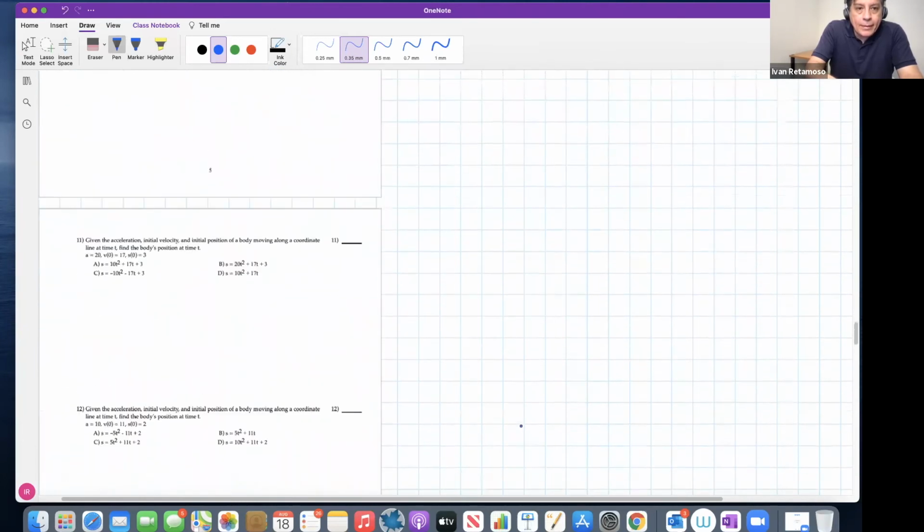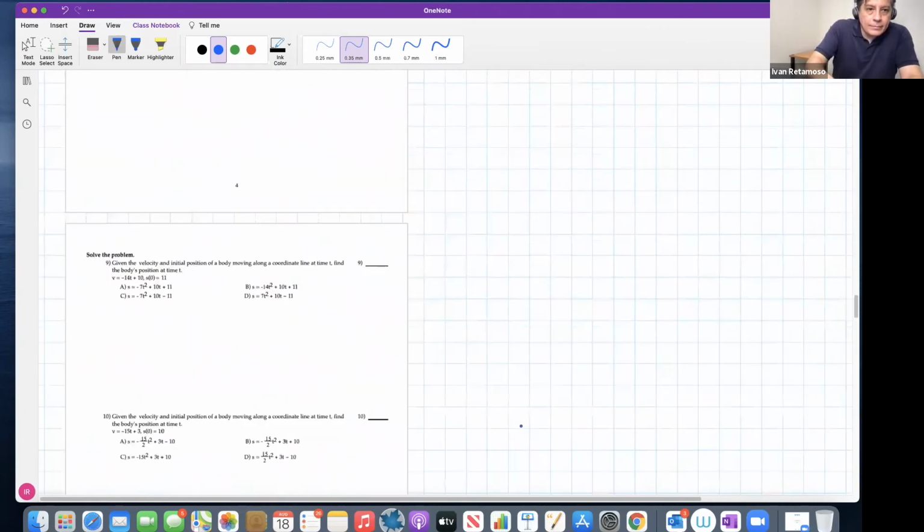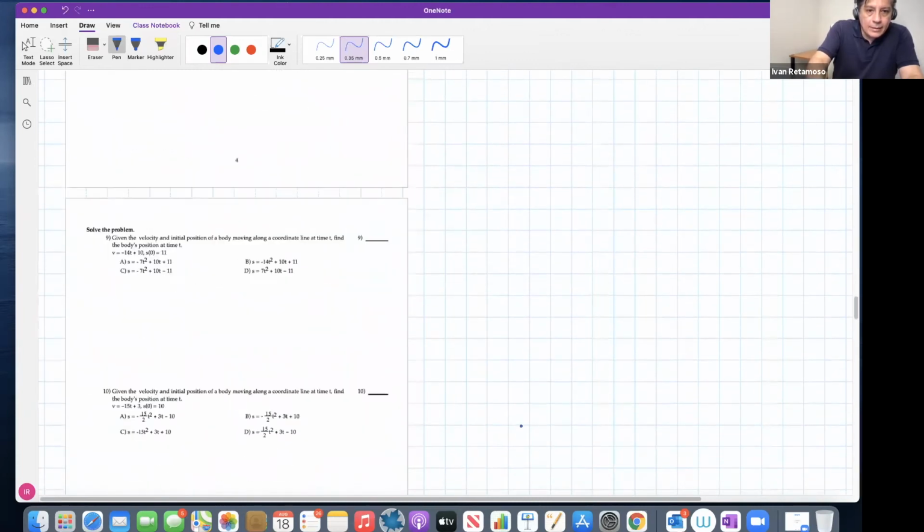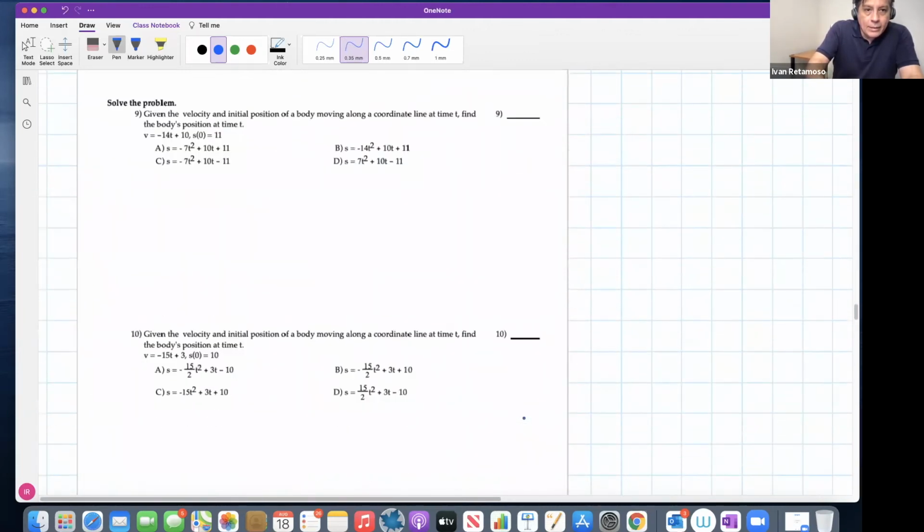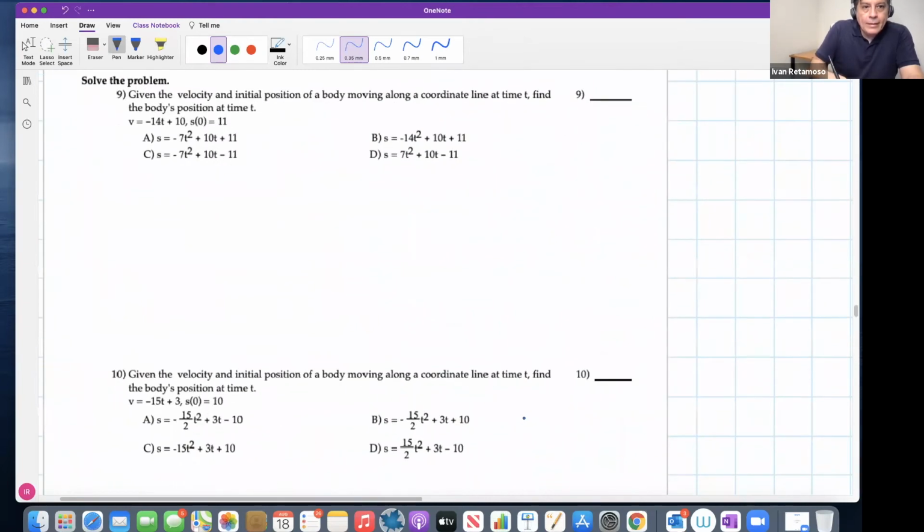Let's go to the exercises here. This one. Can you try this one? They are telling us that the velocity function is minus 14t plus 10. And they are saying that the position function evaluated at 0 is 11. They are asking us to figure out what the position function is. So let me give you this hint.